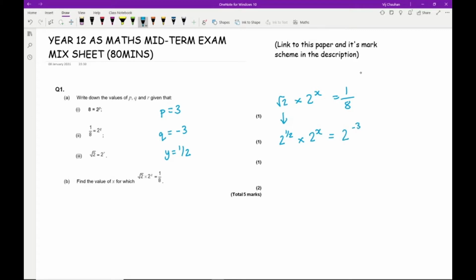Now when you are multiplying, we can add the powers if the base numbers are the same, so I've got 2 to the power of a half plus x equals 2 to the power of minus 3. Now that the base numbers are the same, these two powers must be equal to each other. So a half plus x equals minus 3, so x equals minus 3.5, and there is the final answer. You could obviously have minus 7 over 2, that would be absolutely fine as well.